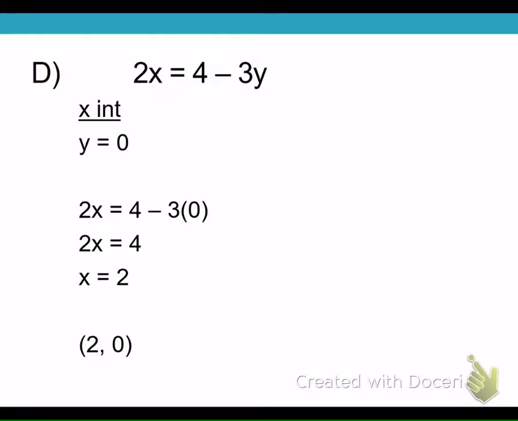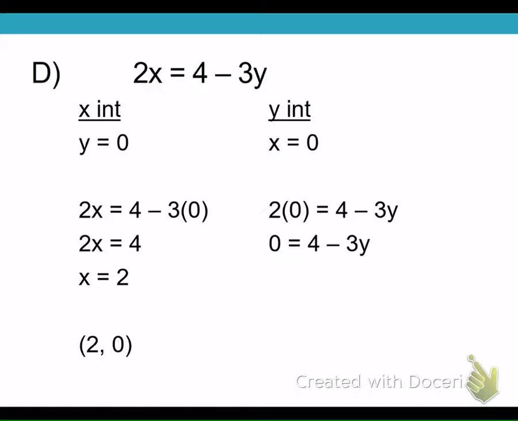This is where I was like, hey, you can't just cover things up. Because you're going to have the whole left side of the equation turn into a 0. Okay? So when you make x equals 0, you have 2 times 0, which is 0. So 0 equals 4 minus 3y. Now you got to solve for the y. So you got to move the 4 first. So minus 4.